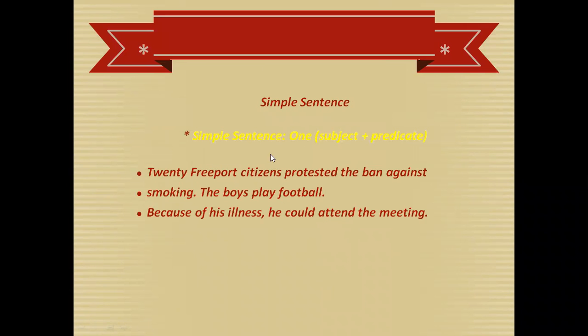What's a simple sentence? A simple sentence means it has one subject plus predicate. For example, because of his illness, he could not attend the meeting. So here we are having a phrase. What is a phrase? It is a group of words which does not give a complete meaning. So here, because of his illness, he could not attend the meeting. So a simple sentence consists of one subject and one predicate.